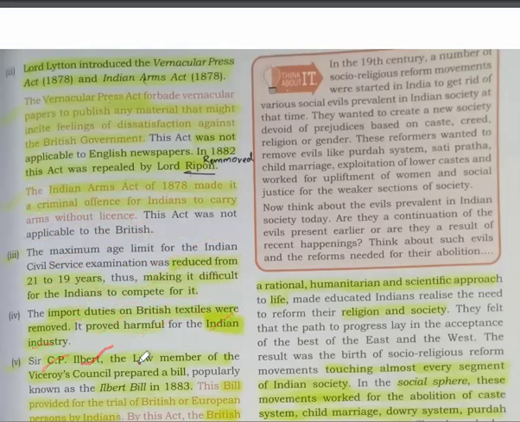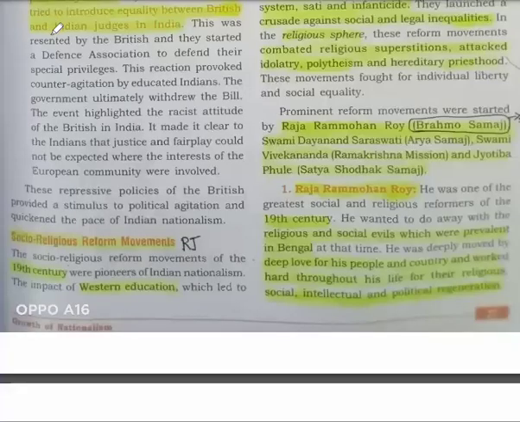C.P. Ilbert, the law member of the Viceroy's Council, prepared a bill, popularly known as Ilbert Bill, in 1883. This bill provided for the trial of British or European persons by Indians. This was opposed by the British in India, and they started a defense association to defend their special privileges.